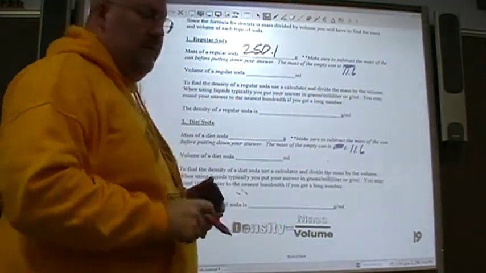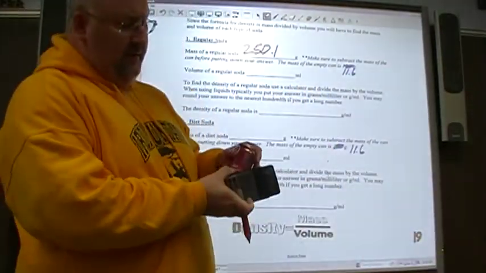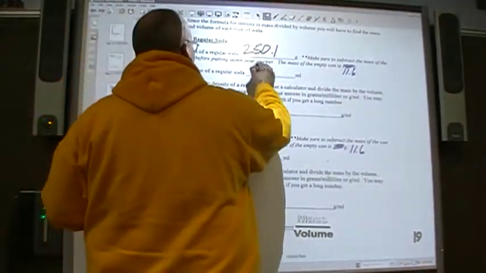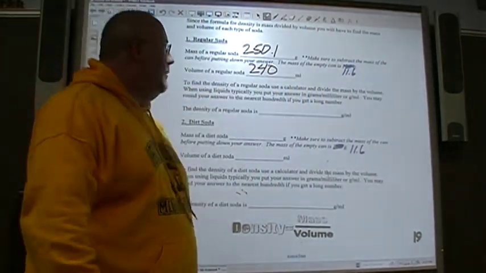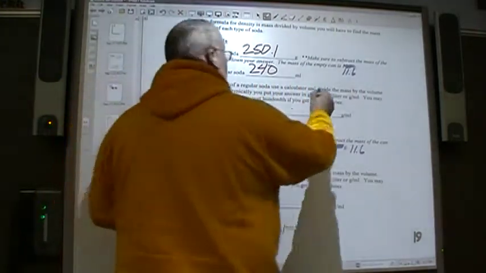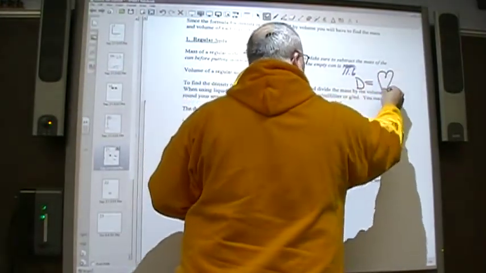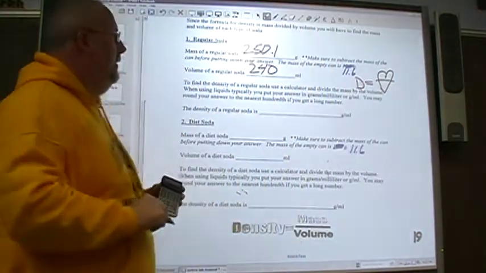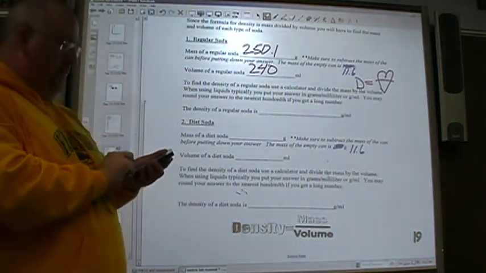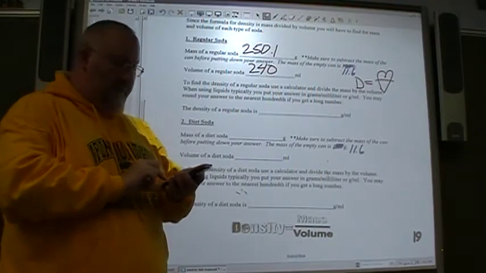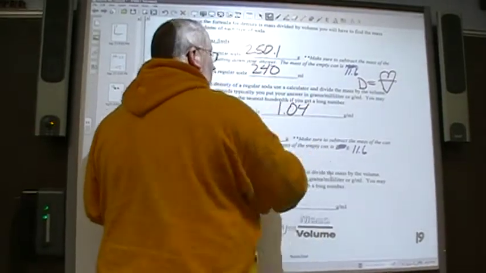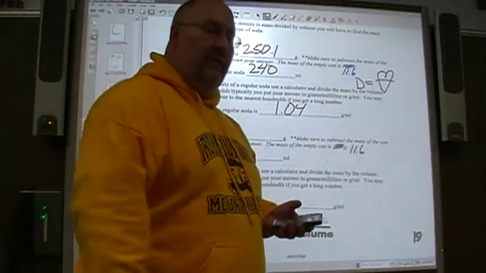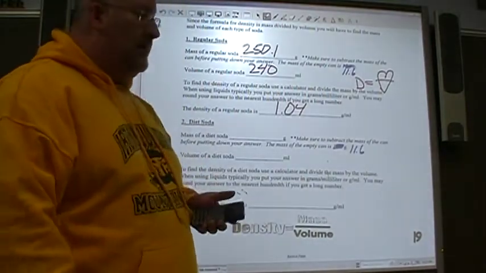Alright, and the volume's pretty easy. The soda company tells us that there's 240 milliliters of soda in here. So now I have the mass of my soda, and I have the volume of my soda, and we know that the density formula is mass divided by volume. So 250.1 divided by 240, that gets me about 1.04 grams per milliliter. So 1 milliliter of soda by itself on this scale would weigh just a little over 1 gram.